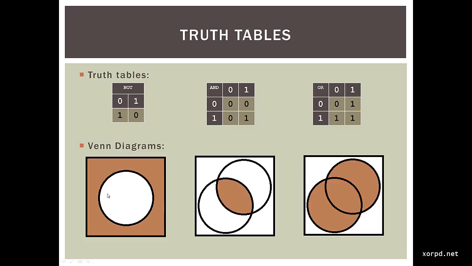1 means the inside of the circle. The input 1 is represented by the inside of the circle. And because 1 goes to 0, we colored the inside of the circle in white color, because white means 0. I want to repeat it again.